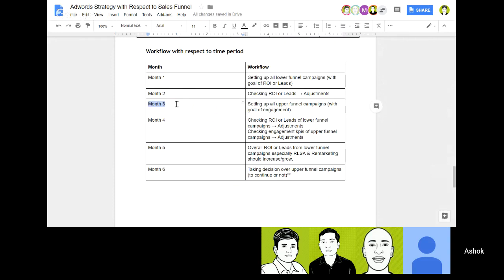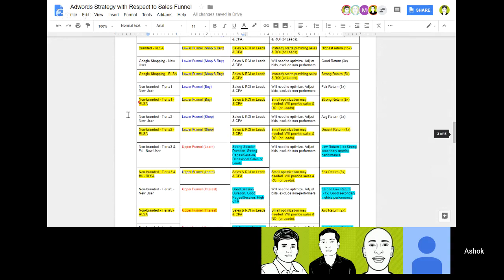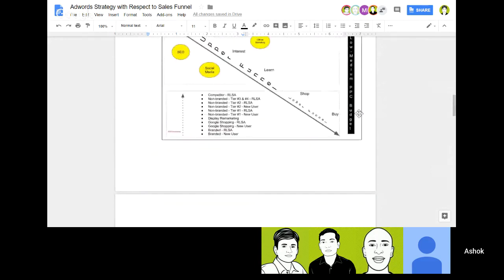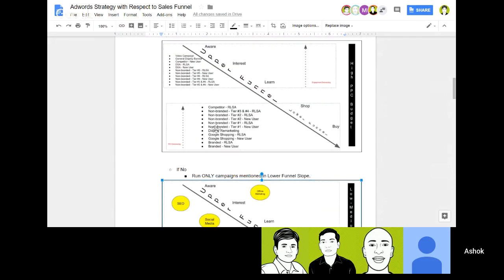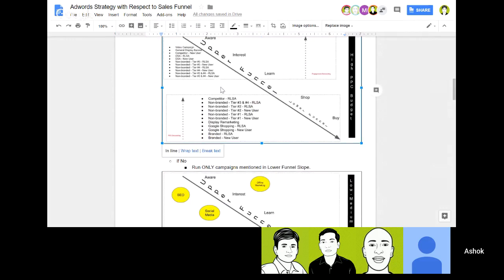And as soon as you enter month 3, if it is a high budget client, you will then set up all upper funnel campaigns. This should happen in month 3. So month 3 is only for high budget. Remember, if you have a low budget, then you do not need to think about upper funnel, because you are restricted by budget and you can only do these campaigns. But if it is a high budget, then in month 3, what you need to do is set up these upper funnel campaigns.